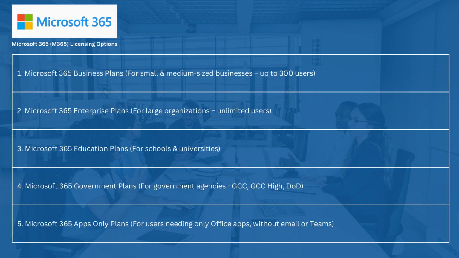Let us now understand Microsoft 365, M365, licensing options. Microsoft 365, M365 offers different licenses based on business size, security needs, and collaboration features. These are mainly divided into business, enterprise, education, and government plans. 1. Microsoft 365 Business Plans. 2. Microsoft 365 Enterprise Plans. 3. Microsoft 365 Education Plans. 4. Microsoft 365 Government Plans. 5. Microsoft 365 Apps Only Plans. We will discuss these plans in detail.